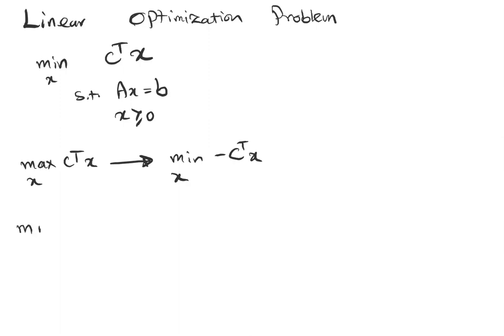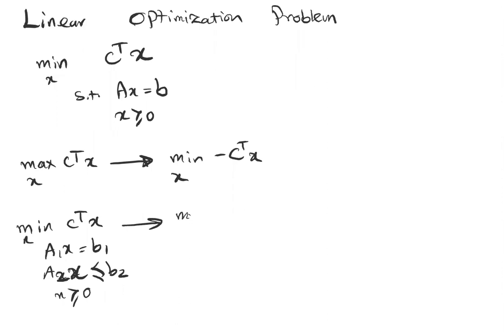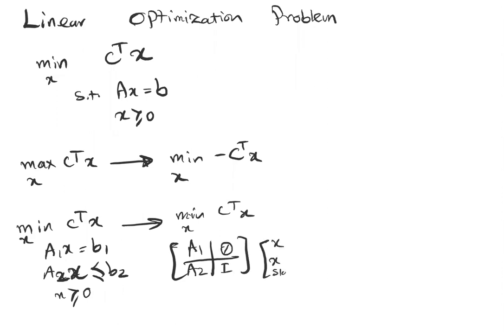Or sometimes we have minimizing C transpose X, A1X equal to B1, A2X less than or equal to B2, X's are positive. So in this scenario, we transform this into equality constraint by defining a set of slack variables. Then we have A1, A2, I, 0 multiplied by X, X slack equal to B1, B2, and X's are positive. X slacks are also positive.